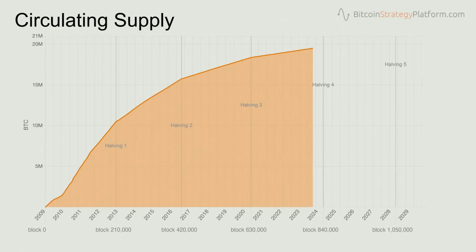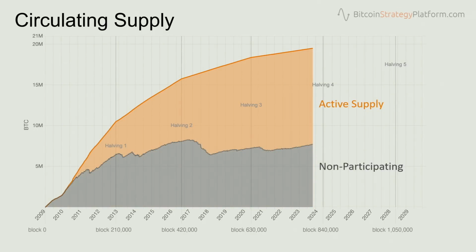Now, let's plot our liveliness metric into this circulating supply. We can divide the supply into 2 categories. One is the active supply, and the other one is the non-participating supply. Why is it non-participating? It's because those coins don't move on chain.